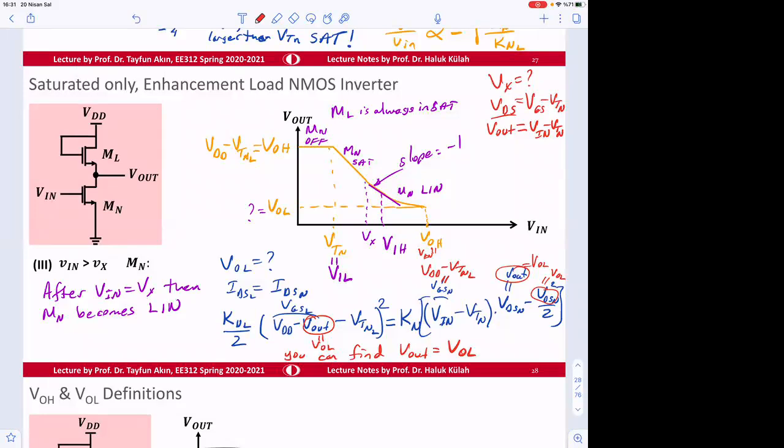So if you want to find the Vx, it is the point where the transistor goes from SAT to linear, right? So that critical point is this point. Drain to source is equal to gate to source minus Vtn.